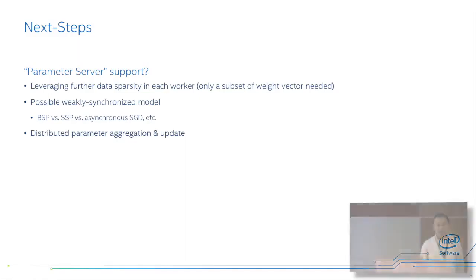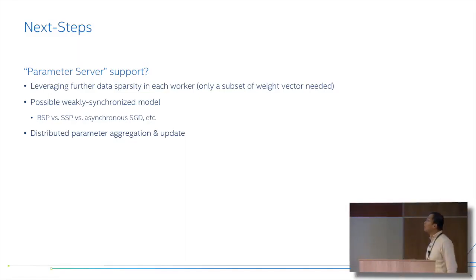There are a few things we think a parameter server type of support is actually important. First of all, it can help you to leverage the data sparsity further. In our current implementation, the driver still needs to broadcast the full weight to each worker. But in reality, all the tasks in the worker only need a subset of the entries in the weight. So you do not actually need to broadcast the full set of the weight to the worker.